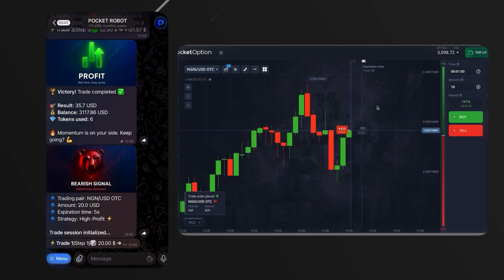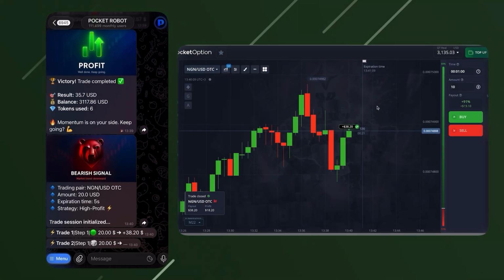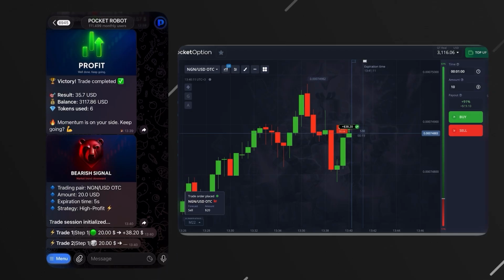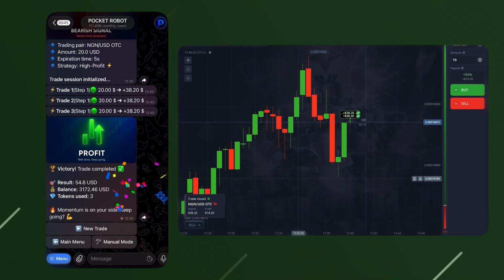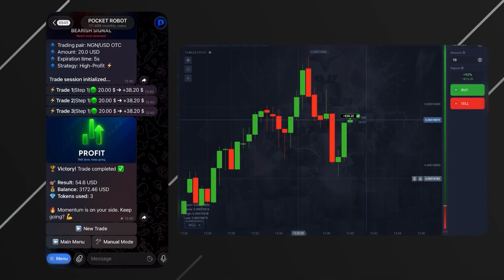Well, let's trade anyway for $10. No, let's trade for 20. Expiration time is 5 seconds. Well, $3 plus in a row. Yes, haha, 54 and 6 USD. What can I say? The profit is amazing for less than 5 minutes.